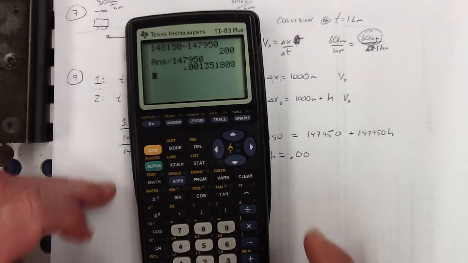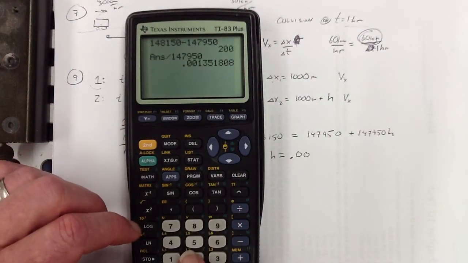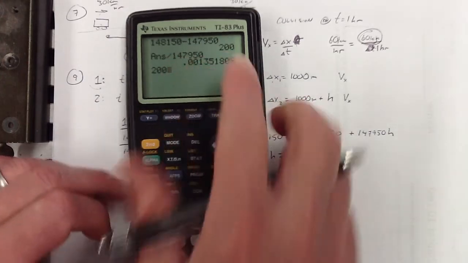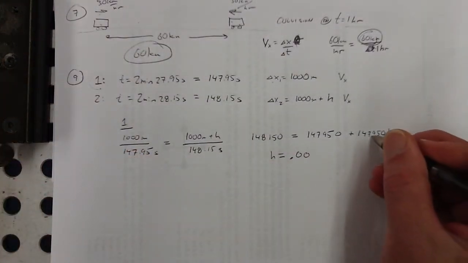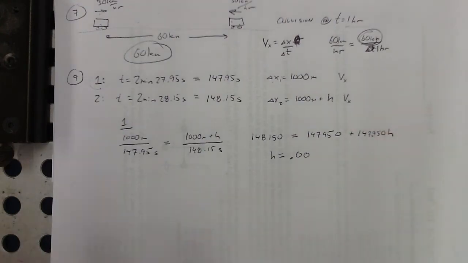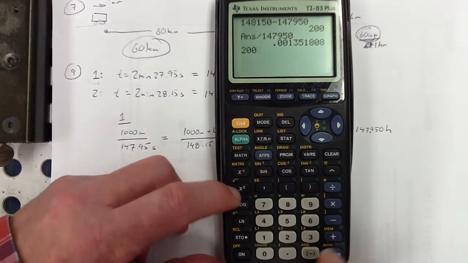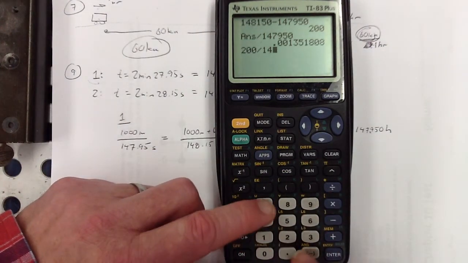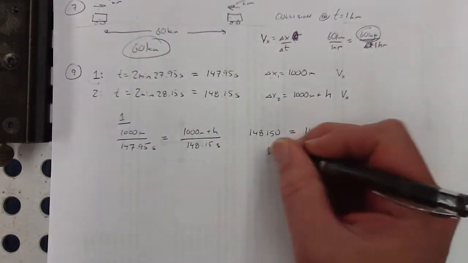Oh, wait, hold on. I messed that up. The 200 there, sorry, 200 should have been divided not by that, but by this. That still has the decimal in it. So I think I just need to multiply that by 1,000, right? 200 divided by 147.95. So 1.35 meters.